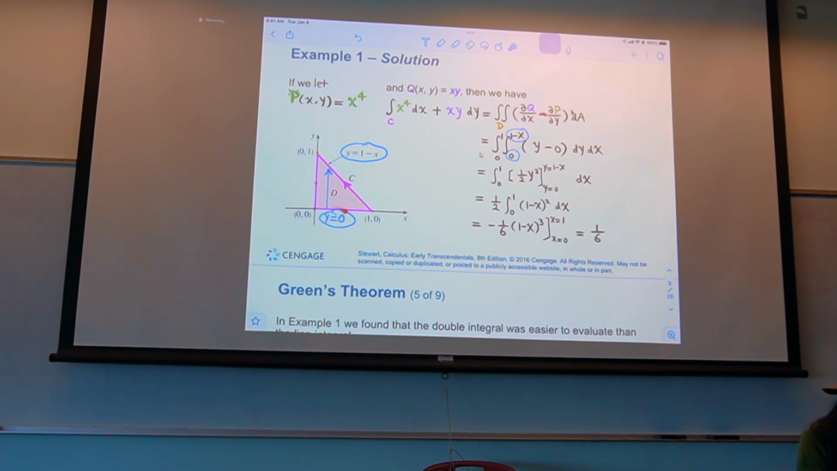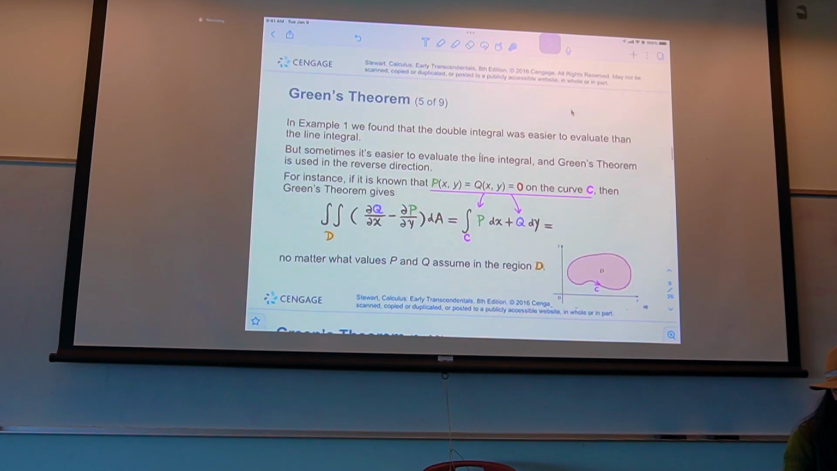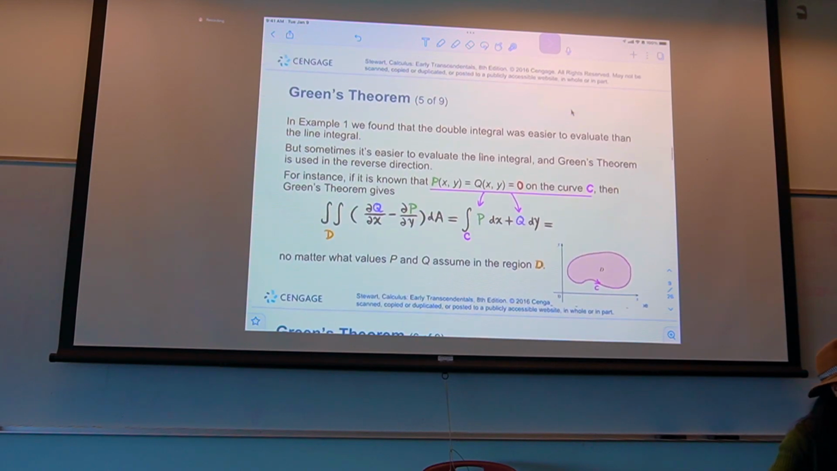And actually the process here is much easier than parameterizing each segment and doing the line integral directly. That actually saves a lot of time when we use Green's theorem. So that's a very neat result here. Any question? Okay, all right. You just need to pay attention to which one is the P and which is the Q. Here's the P, here's the Q. Remember which one to differentiate with respect to which. Green's theorem.